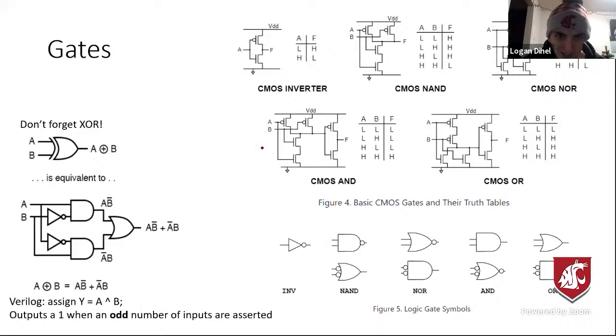So, different types of gates that we have. Here's all the CMOS stuff, and here are the corresponding symbols. We have the inverter, the NAND gate, NOR gate, AND gate, and OR gate. What's interesting is that these are the exact same gate. They have the same truth table. They're just drawn differently.